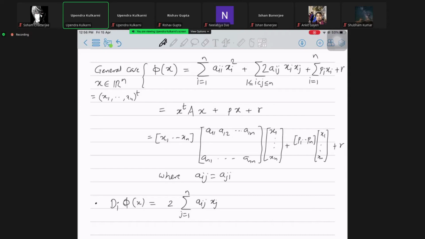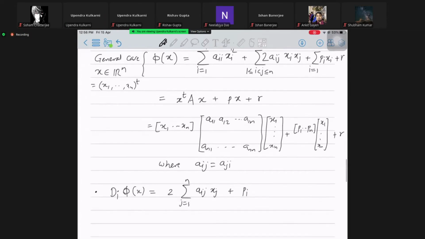Just pause. This is a simple calculation. And what else is there? Plus, come on, what is left? What else is there? From the linear term, I'm going to get a contribution, right? So I'm just going to get plus p_i.